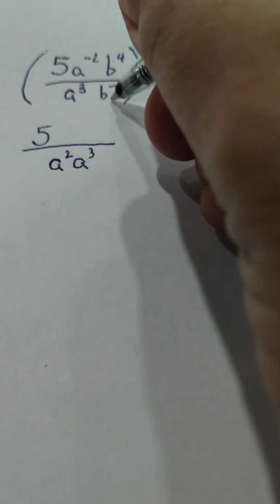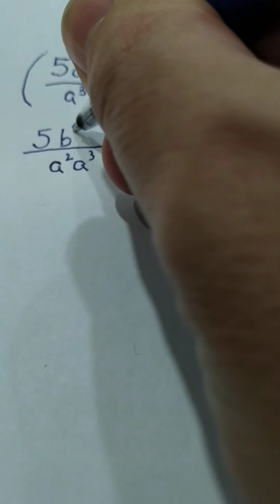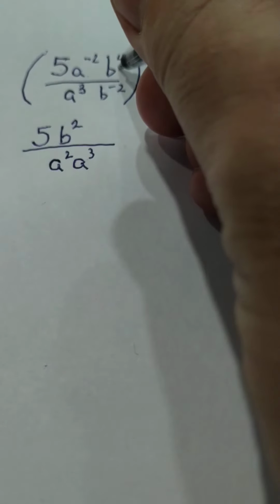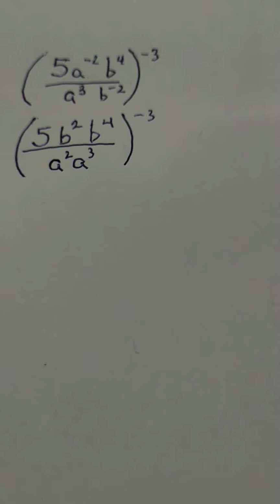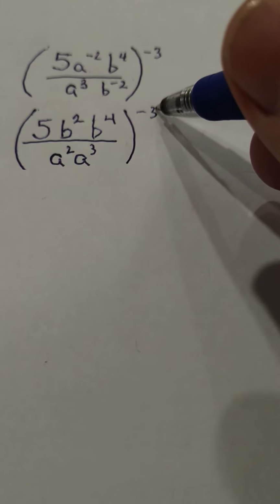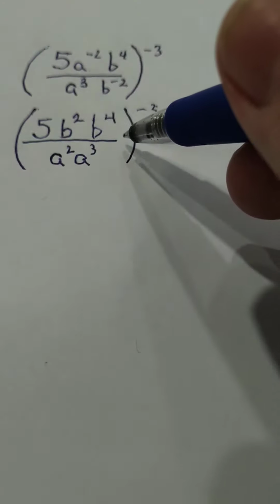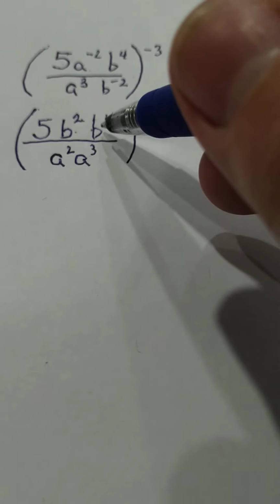This b to the negative 2, well, that's a problem, but we're going to fix the problem. We're going to find the inverse. We're going to move it to the numerator, and we're going to make it positive. This b to the 4, we don't move. Okay. Again, we're ignoring the negative 3 for now, and we're going to simplify within. When we multiply exponents with the same base, we just add.